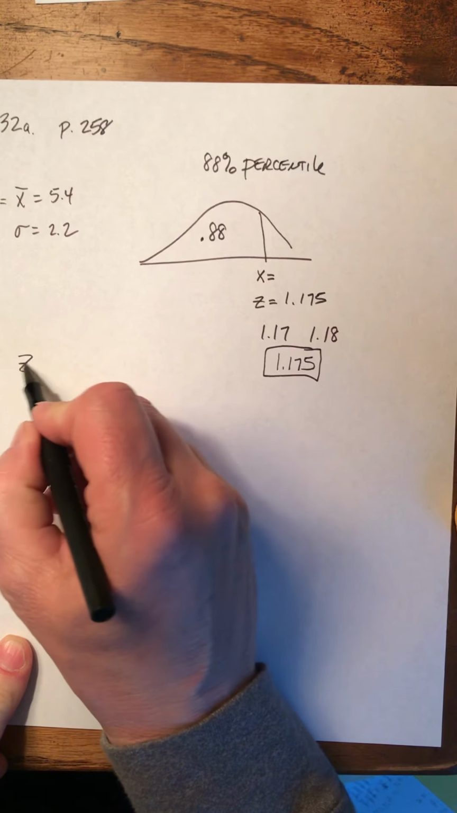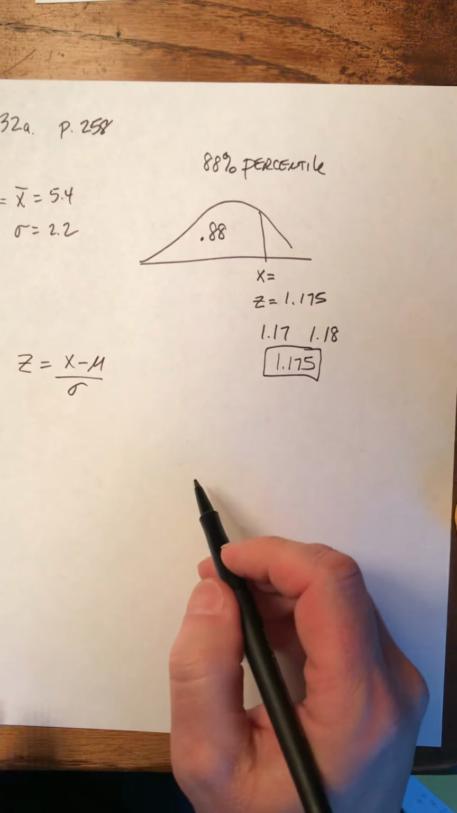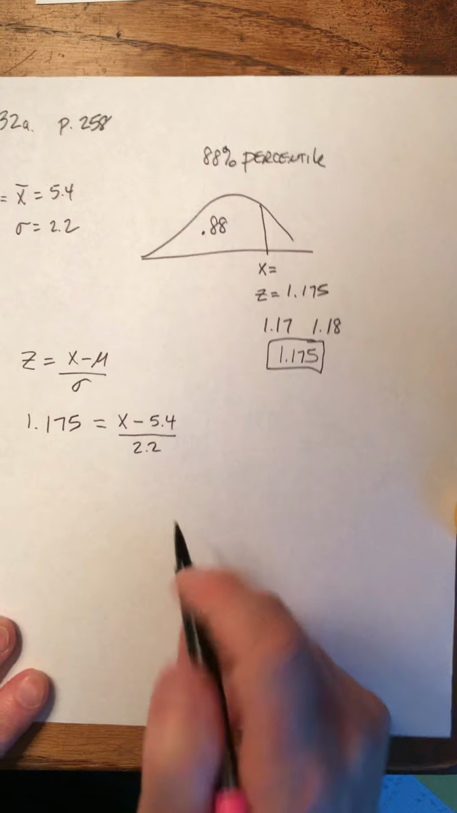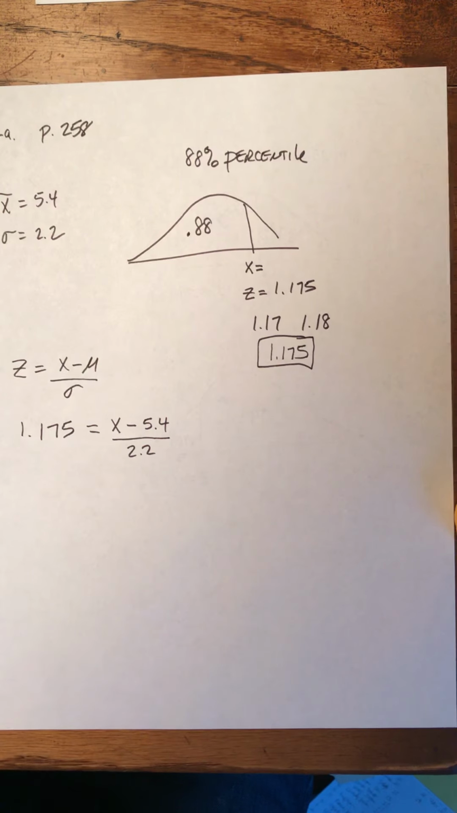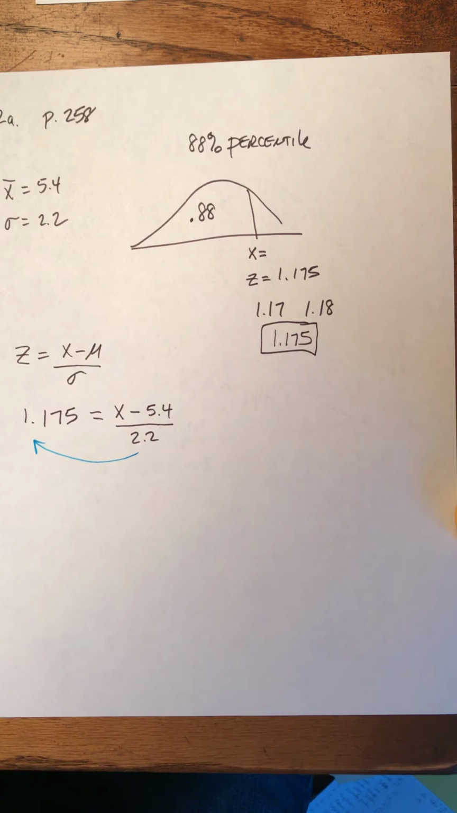For that, we got to go to our z-score formula, which was this. And if the z-score is 1.175, we want to know what x makes that z-score if we subtract the average and divide by the standard deviation. Now we're going to have to do a little algebra here and solve for this. So what we're going to do is we're going to take this 2.2 and we're going to multiply it up on the other side. Let's do that with our calculators and find out what that comes out to be.